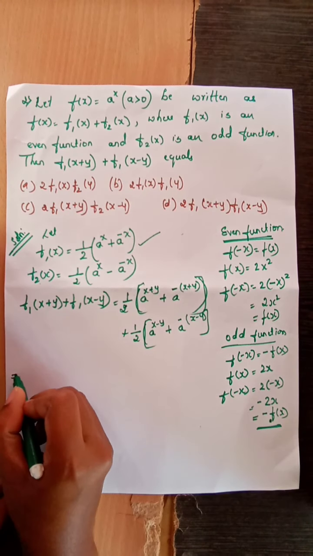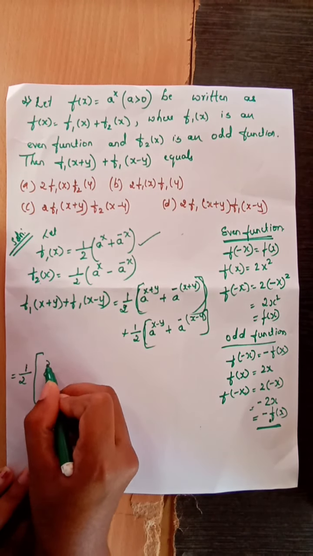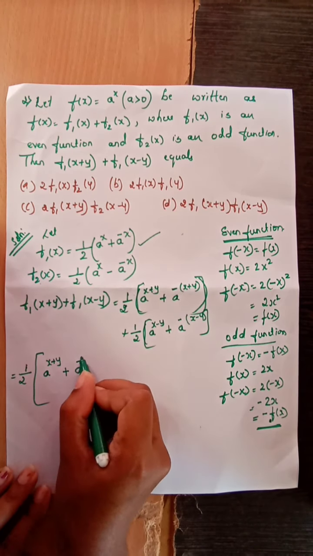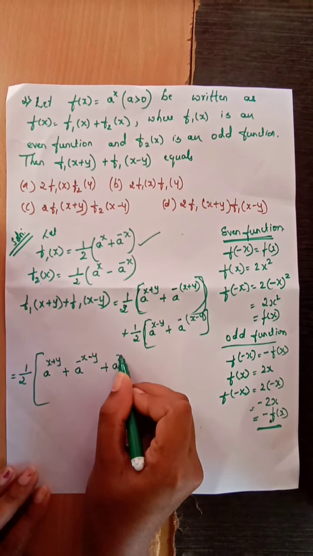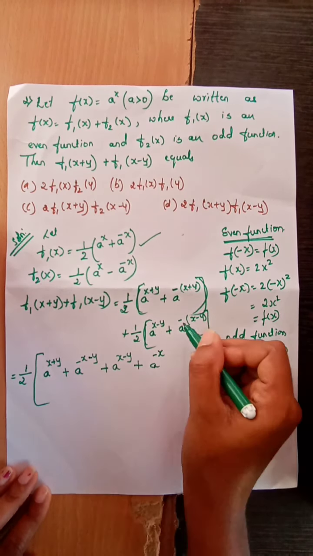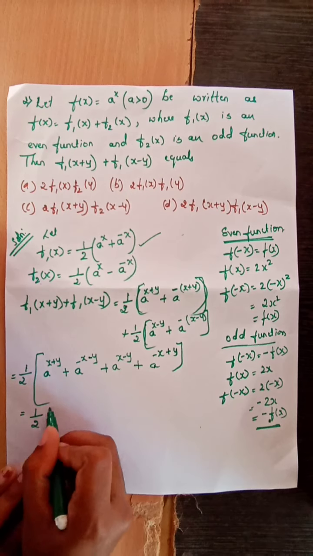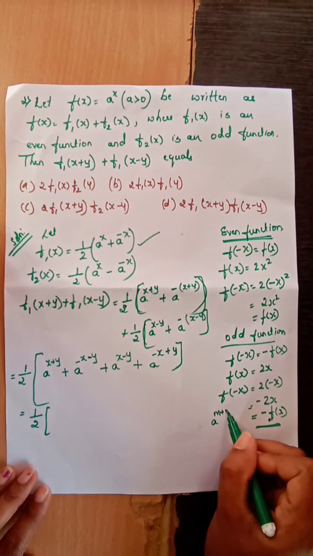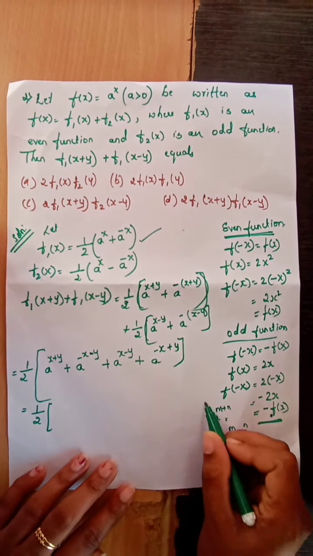So what will I get? Half is common, so I'll take half outside. What is remaining? A power x plus y plus a power minus 1 into x is minus x, minus 1 into y is minus y, plus a power x minus y plus a power minus x, minus into minus is plus y. Next, we know that a power m plus n is nothing but a power m into a power n. So I'll apply this over here.